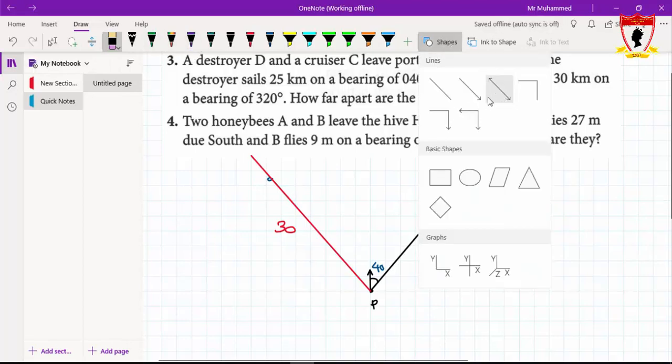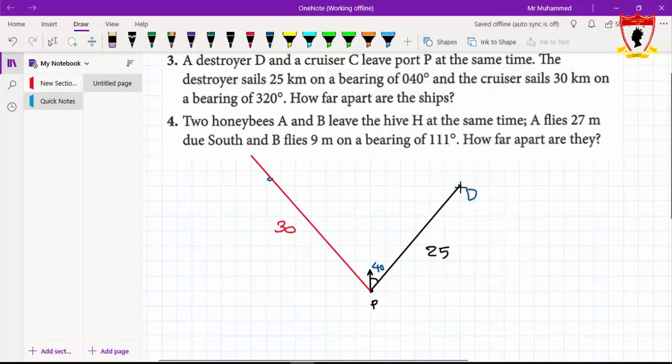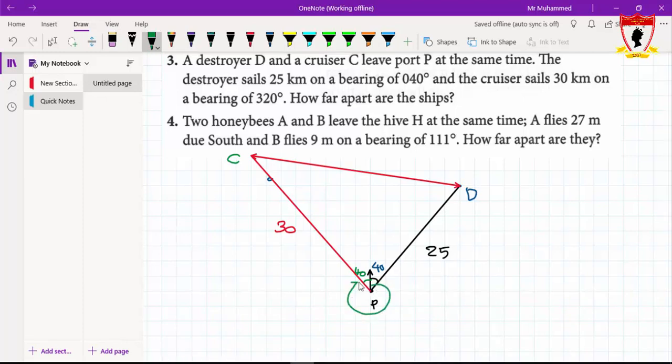is just this line, this distance from the destroyer to the cruiser. So we need this line. The cruiser is right here. So look at here. This angle is 40 degrees. And from this line, from this north of P, all the way to here is 320 degrees, which we don't need to solve this question.